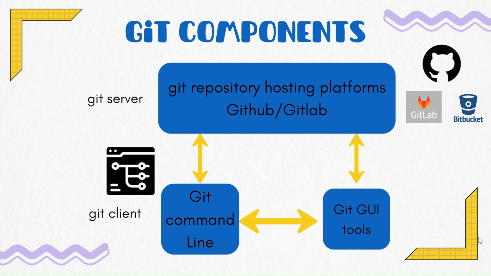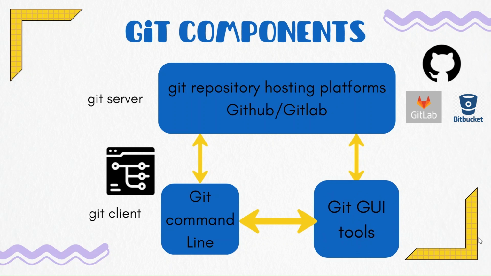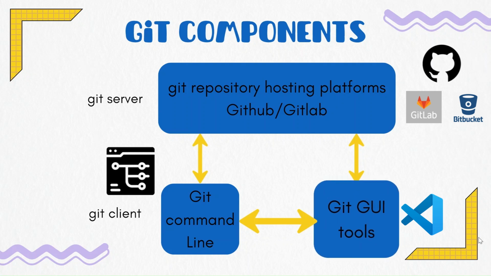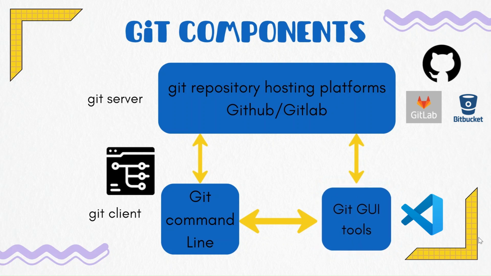Now, let's talk about GUI tools for Git. GUI tools provide a visual way to manage your Git repositories, making it easier to understand and interact with version control, especially if you're not comfortable with the command line. One popular example is VS Code. It has an integrated Git interface that lets you view changes, stage files, commit updates, and push or pull code from remote repositories, all within the editor. These tools simplify Git operations and are ideal for those who prefer a graphical interface over command line commands.